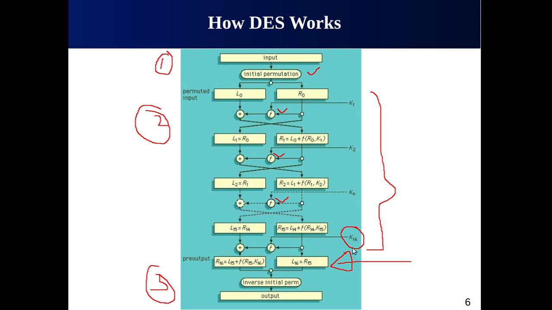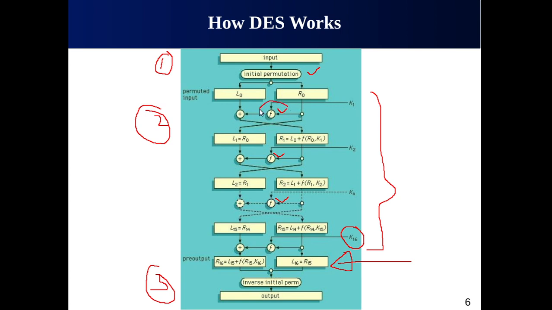So this swapping is important to make the encryption and decryption algorithms compatible with one another so that they can perform on the same round with the same key. That is why we have a swapping after round number 16.